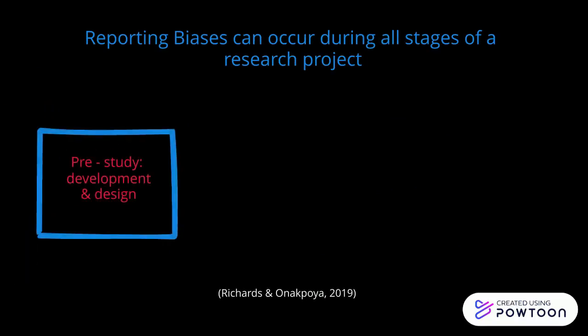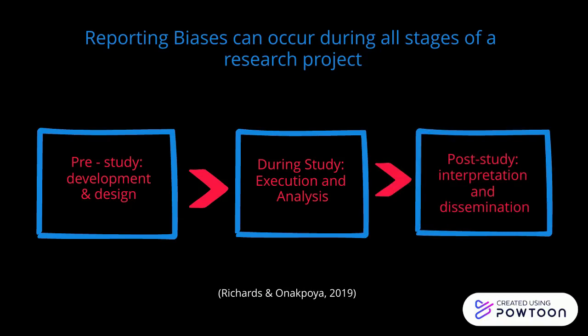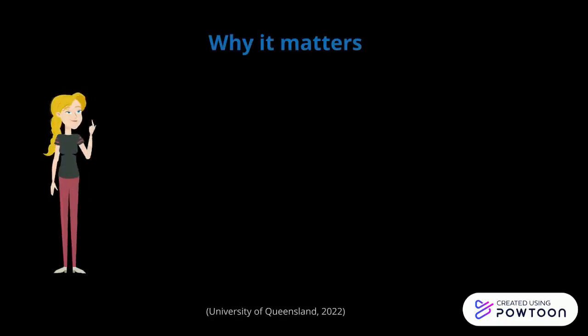During pre-study, when designing the study, for example, under or over-reporting one side of available literature to justify the rationale of a study. During the study, for example, under or over-reporting statistics, and post-study, such as only reporting outcomes that are beneficial. So why does it matter?